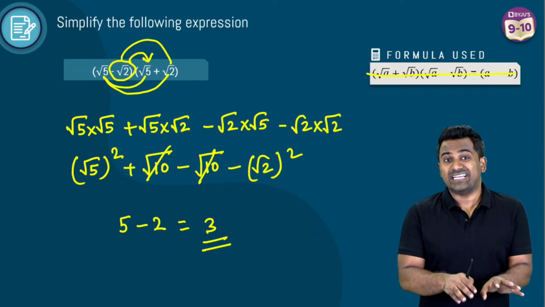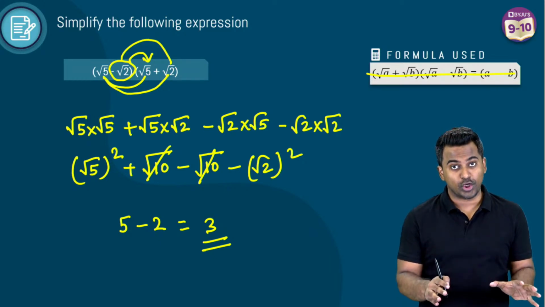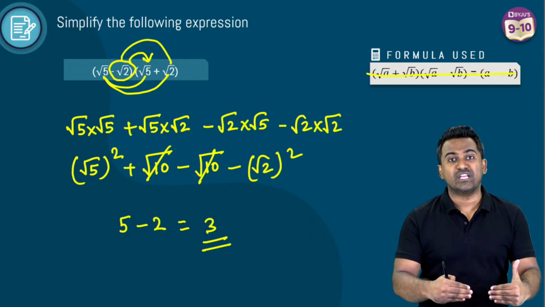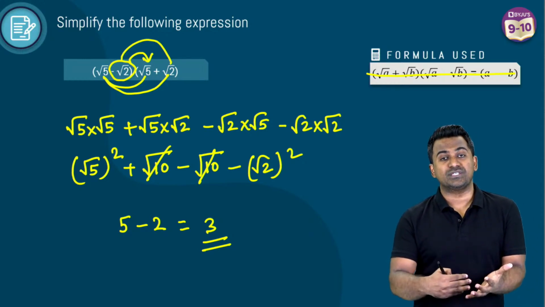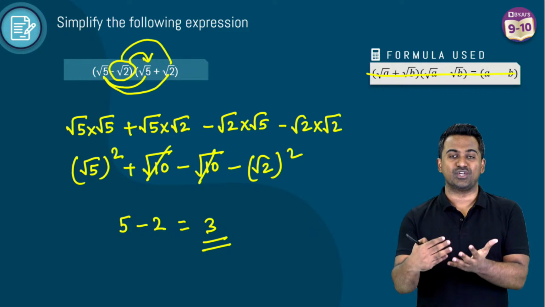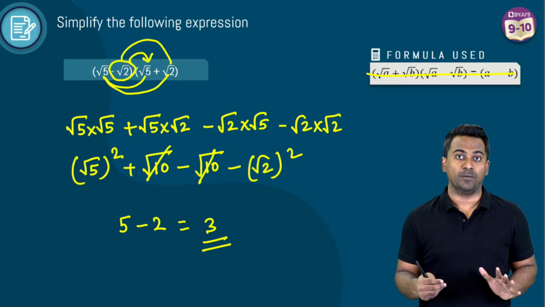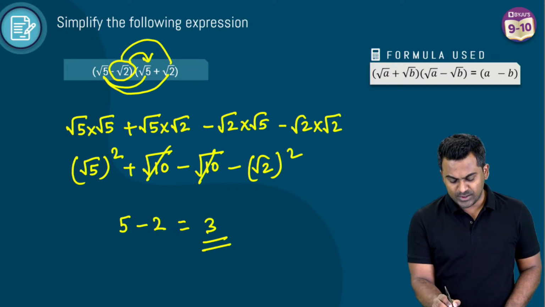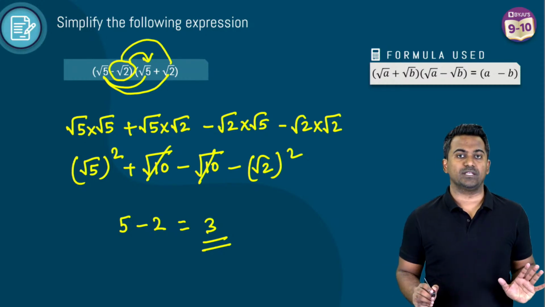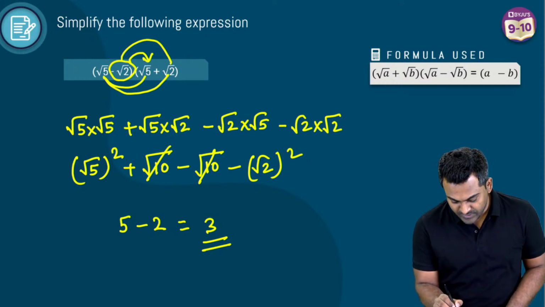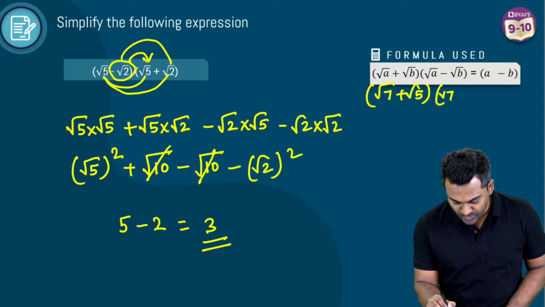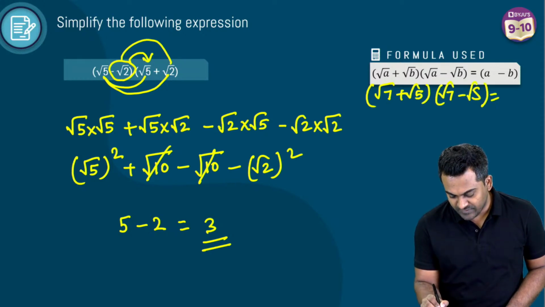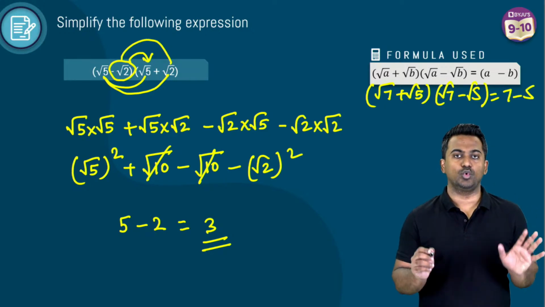Again, this idea is crucial, because this is the foundation on which the questions based on rationalization of denominator are based upon. So I would suggest that you remember this. Square root of a plus square root of b multiplied with square root of a minus square root of b is simply going to be a minus b. Right? Now let's suppose you have this. Square root of 7 plus square root of 5 multiplied with square root of 7 minus square root of 5. This is simply going to be 7 minus 5, 2.